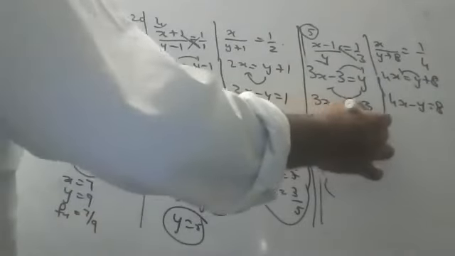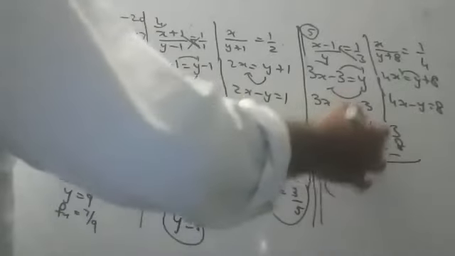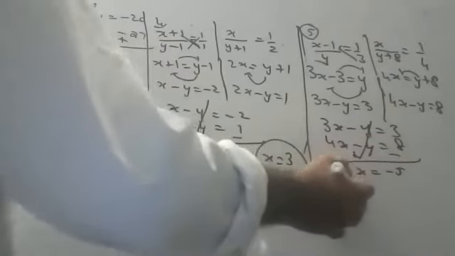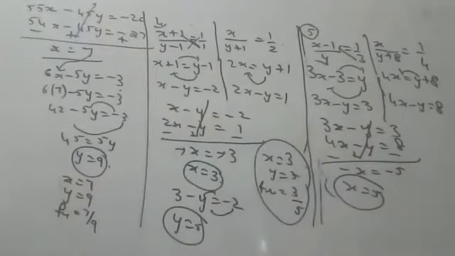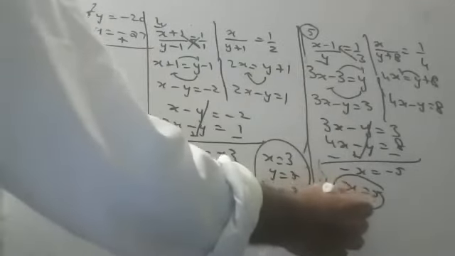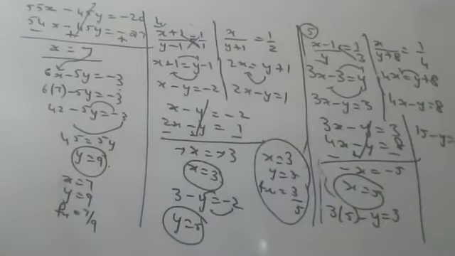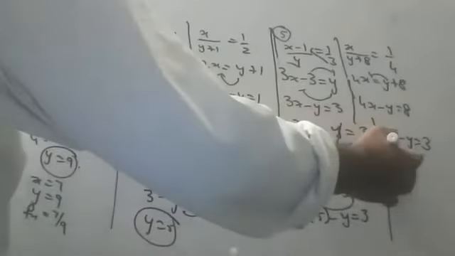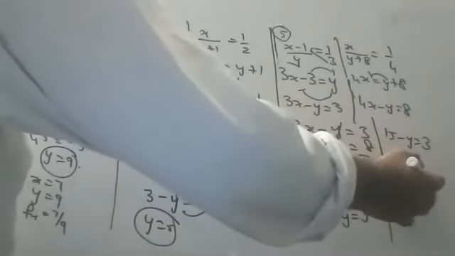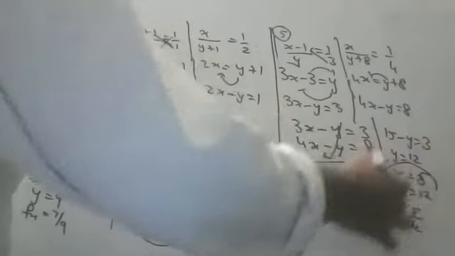3x minus y is equal to 3 and 4x minus y is equal to 8. Minus, plus, minus, this minus. Minus x is equal to minus 5, x is equal to 5. Once you got x is equal to 5, substitute in any one of the equation. I'll substitute here, children. 3 into 5 minus y is equal to 3. So 3 5s are 15. 15 minus y is equal to 3. Y is equal to 12. So x is equal to 5, y is equal to 12, and the fraction is going to be 5 by 12. This is your answer.